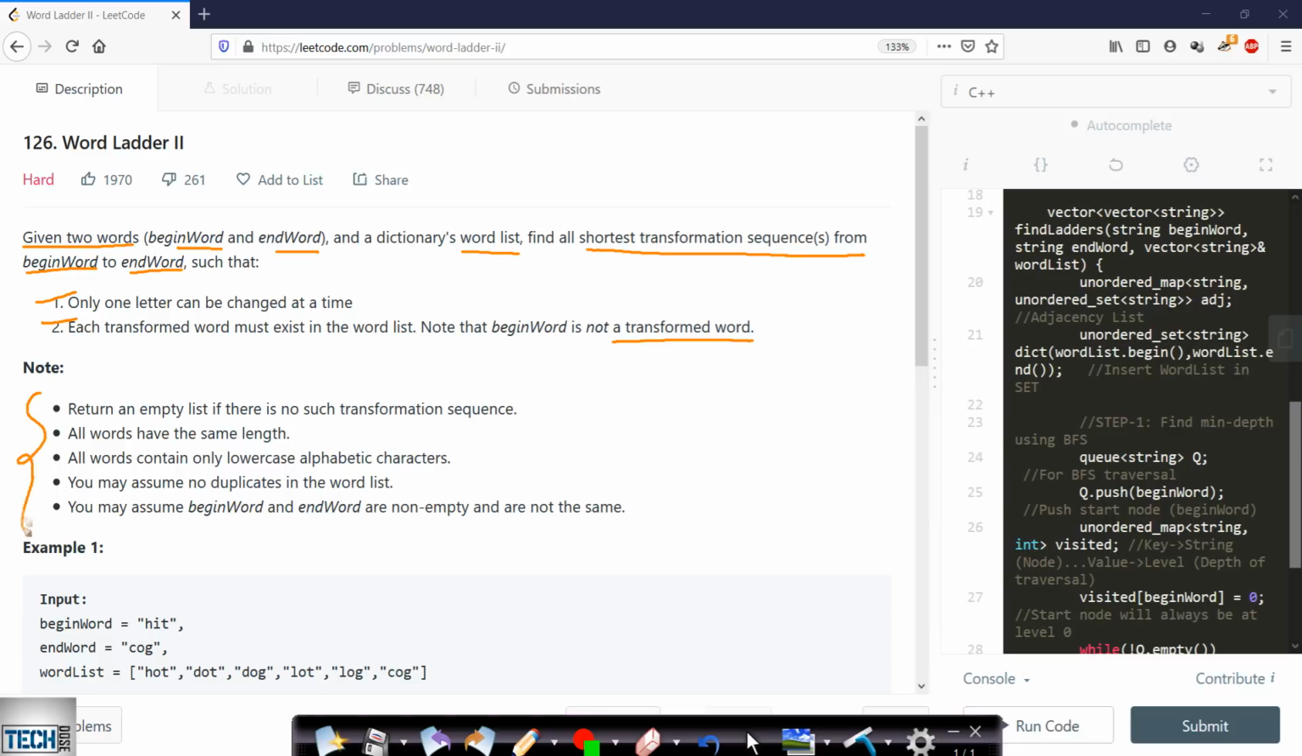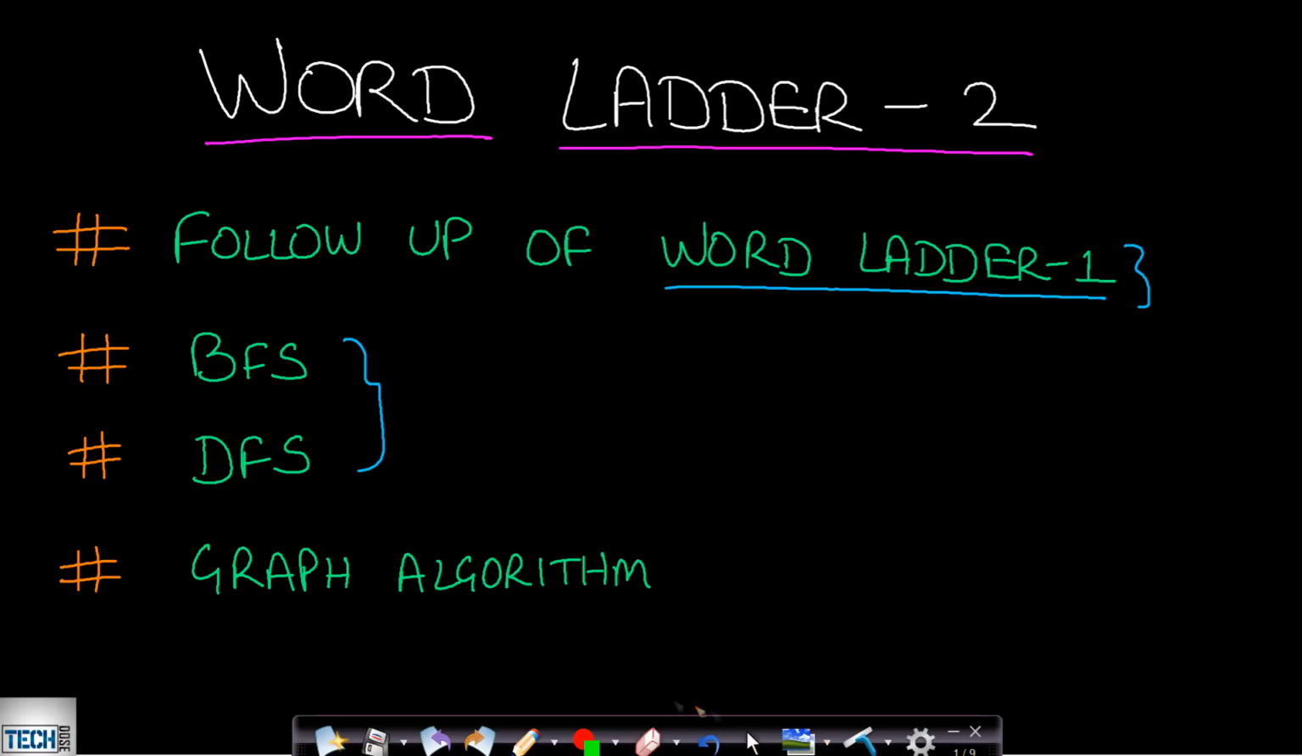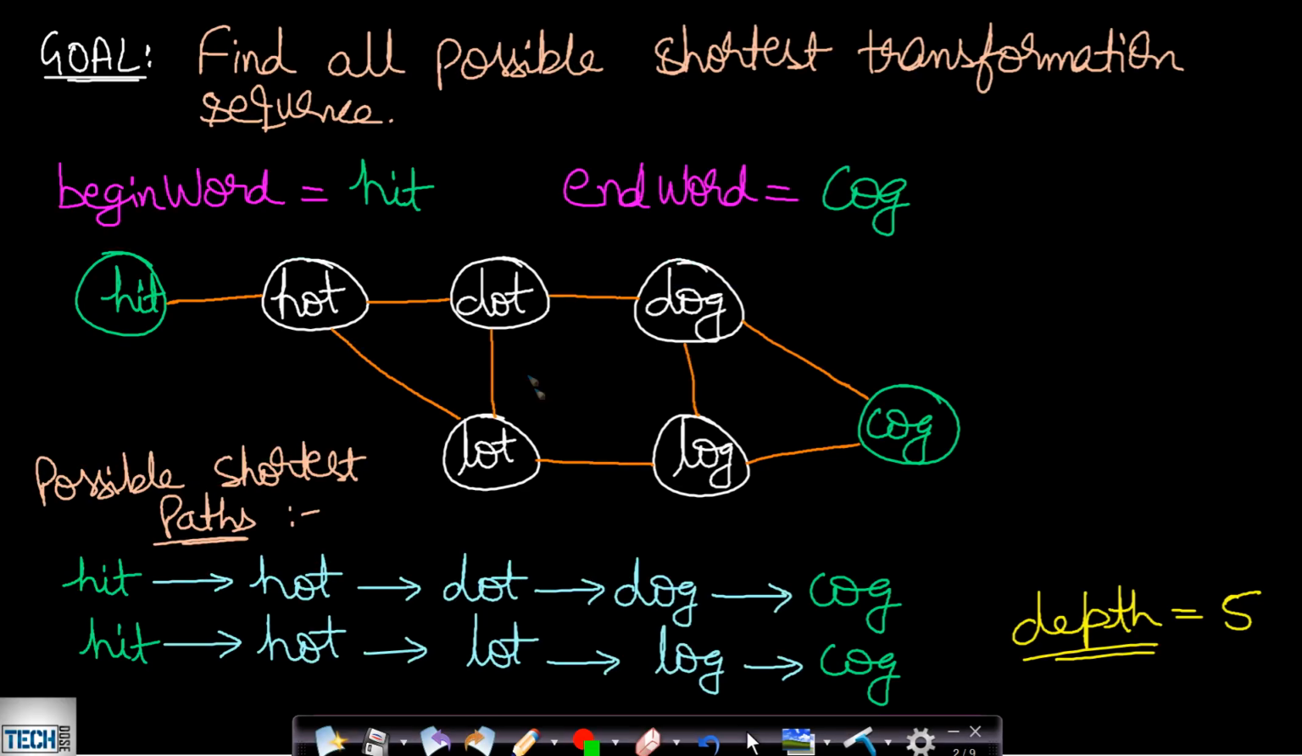The constraints are the same as in the word ladder 1. Return an empty list if there is no such transformation sequence. All words have the same length. All words contain only lowercase alphabetic characters. You may assume no duplicates in the word list, and you may assume begin word and end word are non-empty and are not the same. Okay, so let us look at an example in order to get a better understanding.